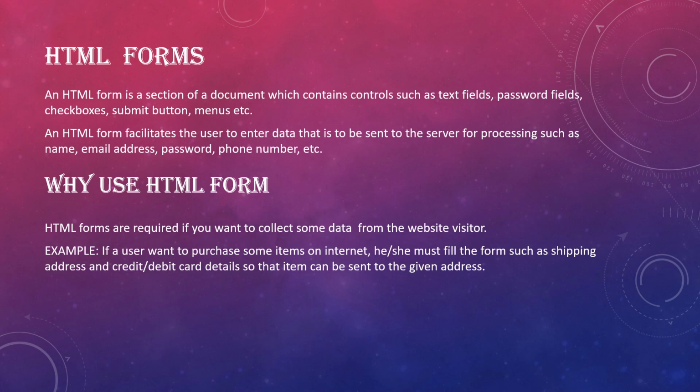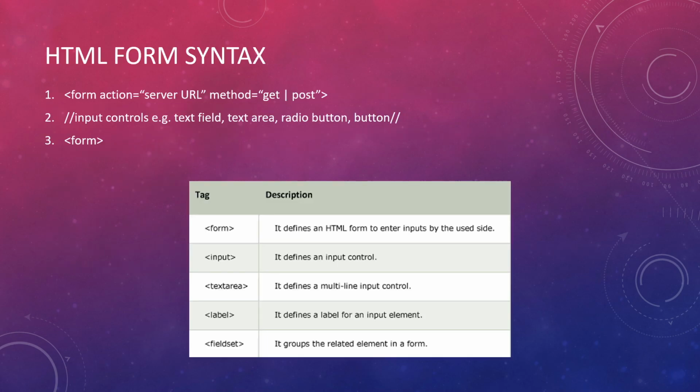Next, let us see about the HTML syntax. Form syntax. It goes like this. At first, you have the form tag, which acts like a container and it has two attributes, action and method. Action connects to the server, and method has two values, either get or post. And then we write the input controls such as text fields, text area, radio button and button. And we close the tag.